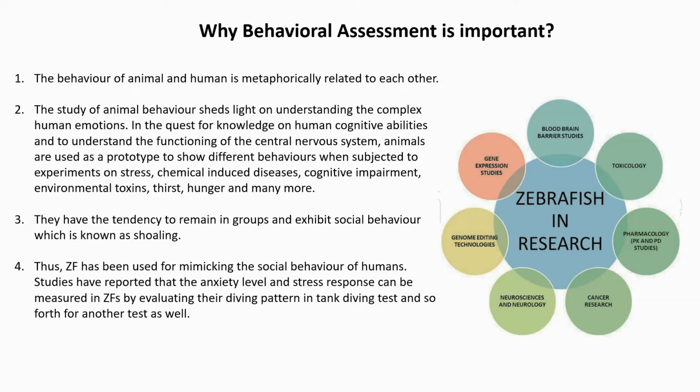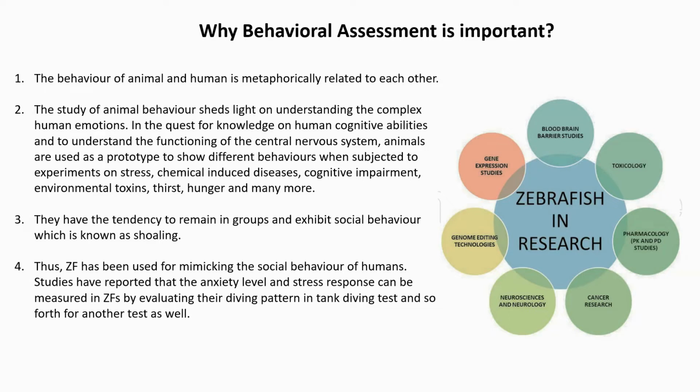Also, the study of animal behavior sheds light on the understanding of complex human emotions. So, in the quest for knowledge on human cognitive abilities and to understand the functioning of the central nervous system, animals have already been used as a prototype to show different behaviors when subjected to experiments on stress, chemical-induced diseases, cognitive impairment, environmental toxins, thirst, hunger, and many more. So, this is why the study of animal behavior can help us understand the genes behind them, the logics behind them, and all that.